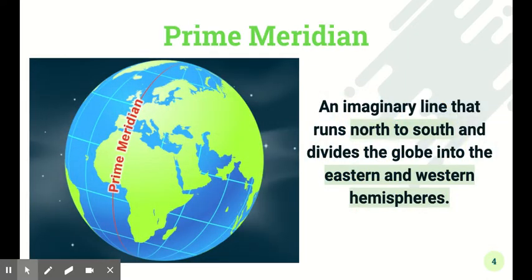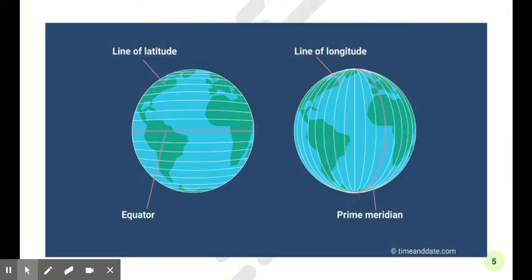Next, we have the prime meridian, which is at 0 degrees longitude. It's an imaginary line that runs north to south, and it divides the globe into eastern and western hemispheres. You can see from these pictures the equator on the left and where it sits compared to the other lines of latitude, and the prime meridian on the right and where it sits compared to the other lines of longitude.